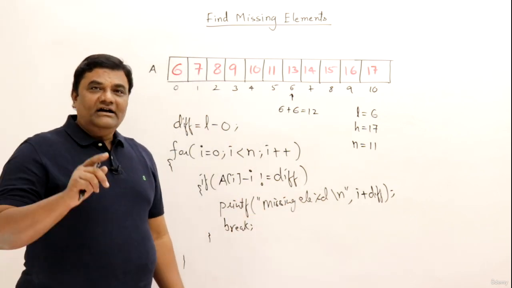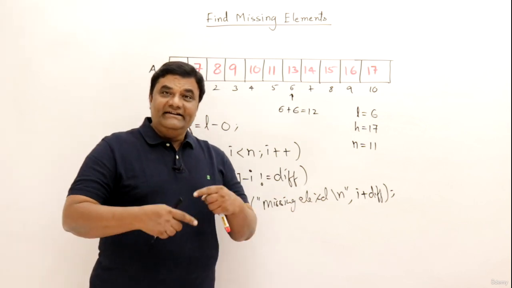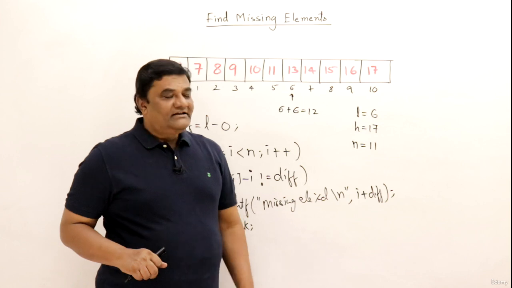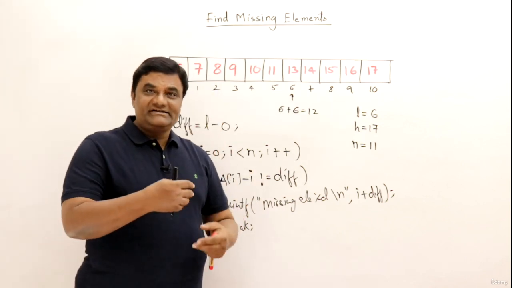Next, I'll show you how to modify the same code for finding the next missing element in an array. I will change some elements here. Then we will find multiple missing elements.